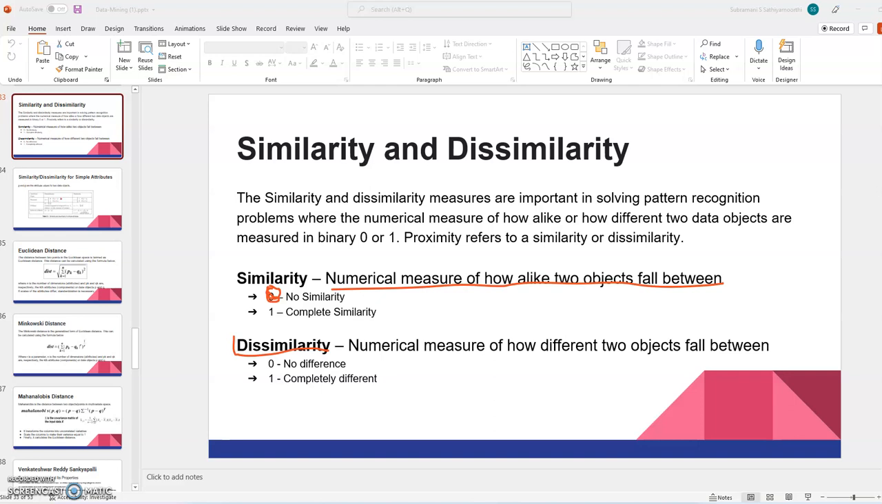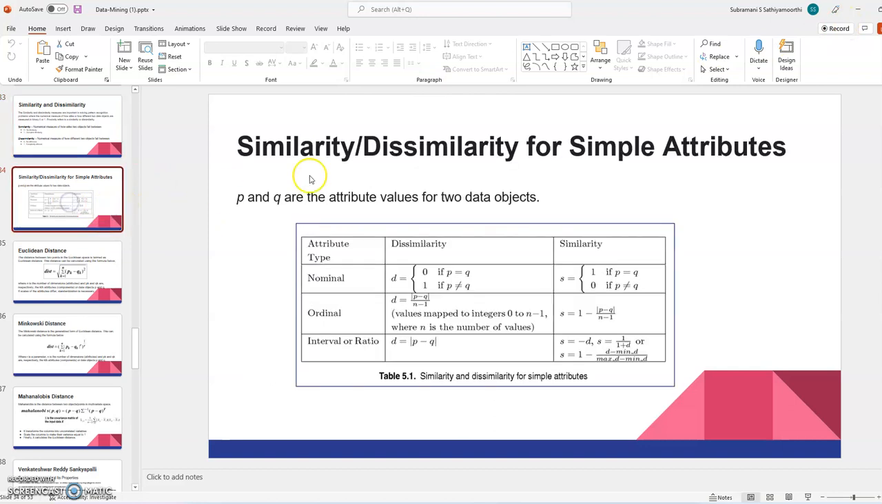So the next one is similarity and dissimilarity for simple attributes. There are different types of attribute types: nominal, ordinal, interval, or ratio.